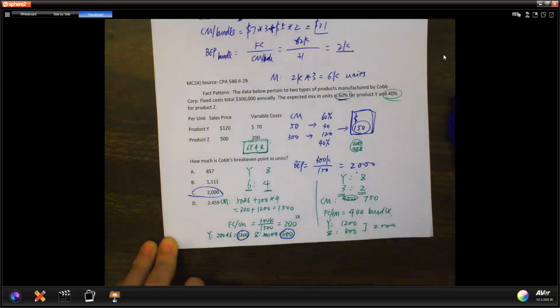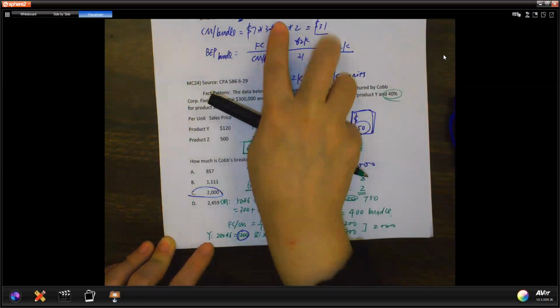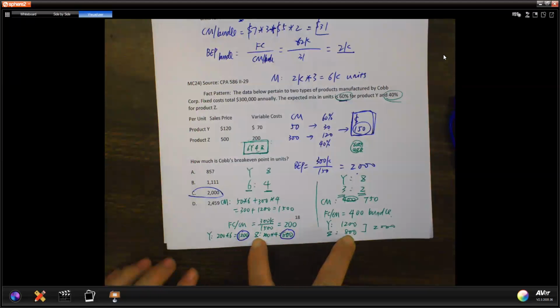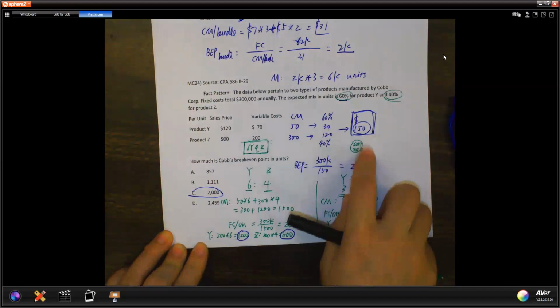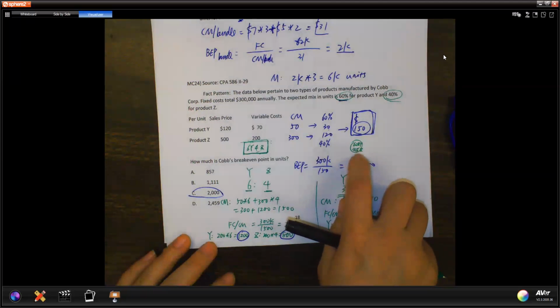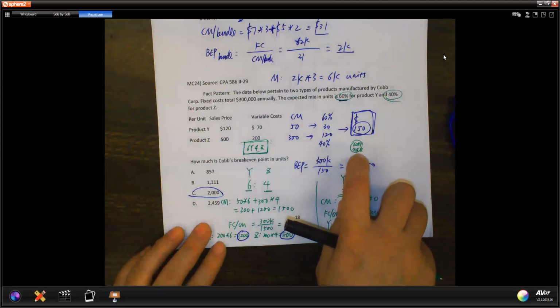Okay, I hope you are not too confused. I would say just use the ratio, and then don't forget to multiply by the individual units. If you use the percentage, then you don't need to multiply, because it is already a weighted average of your total units.